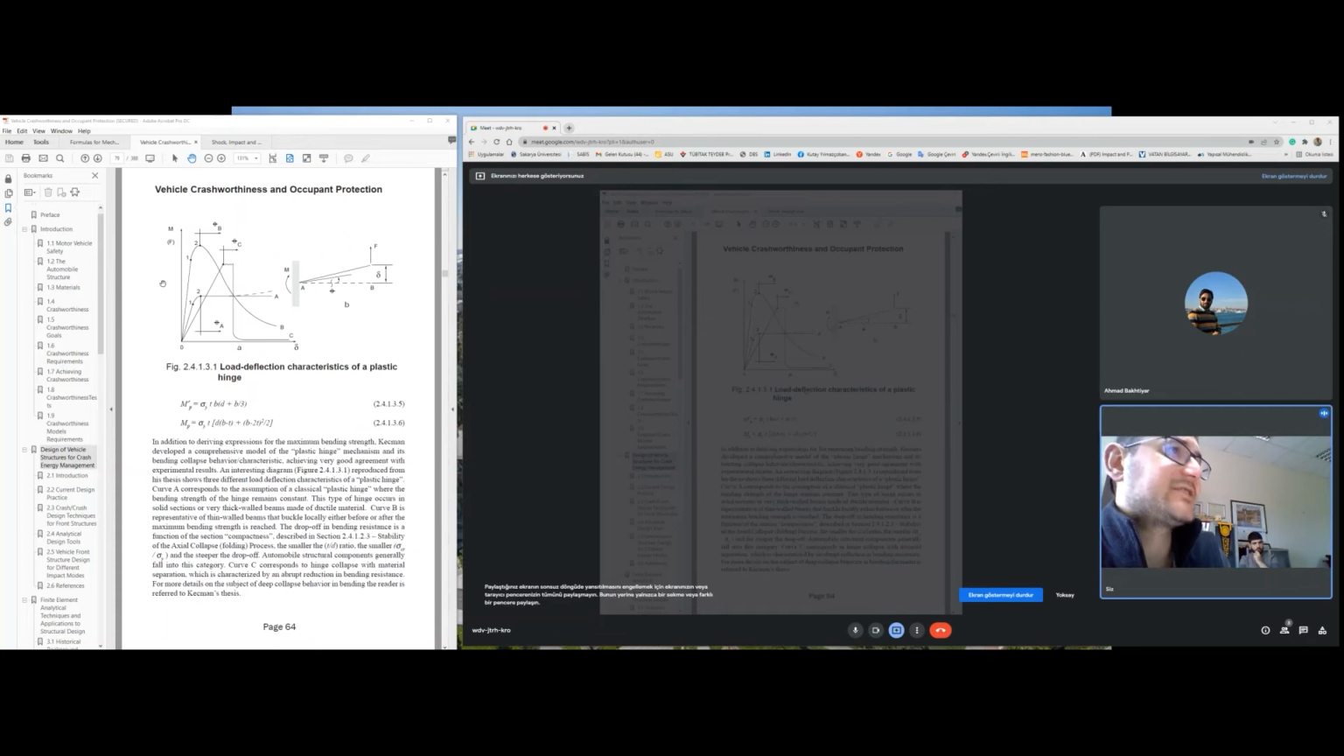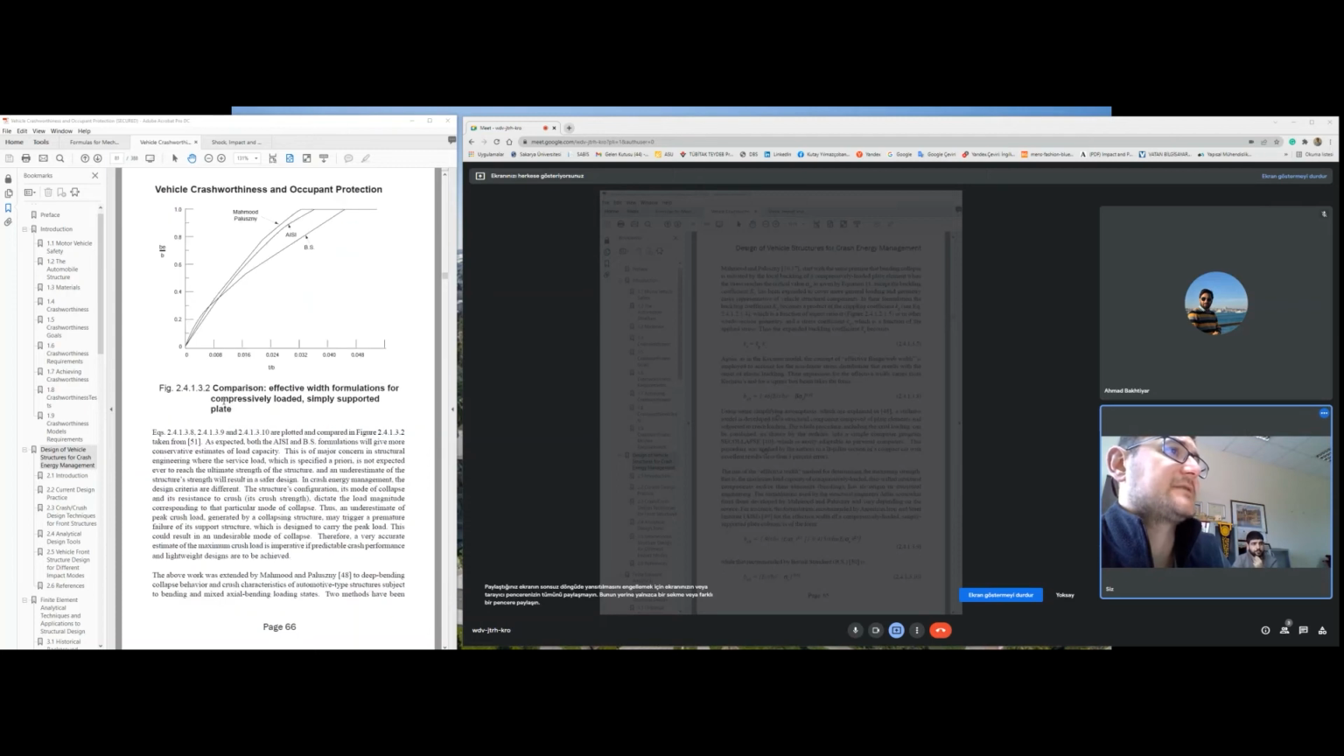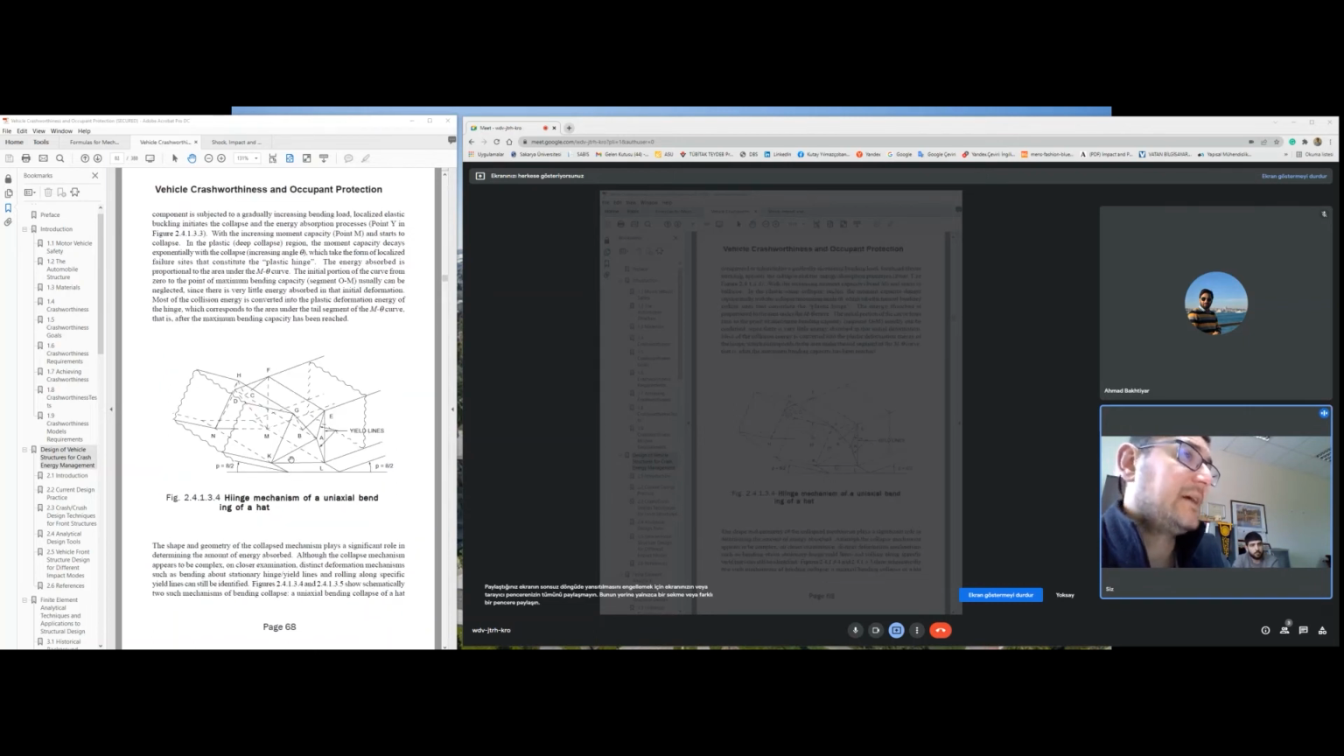Again, load deflection curve, this is very important. Load deflection characteristics of a plastic hinge. I'm talking about page 64. And the equilibriums, talking about the details. Comparison, effective width formulations for compressively loaded, simply supported plate. This one is also important. Moment rotation characteristics. And the basic definition of a hinge mechanism.